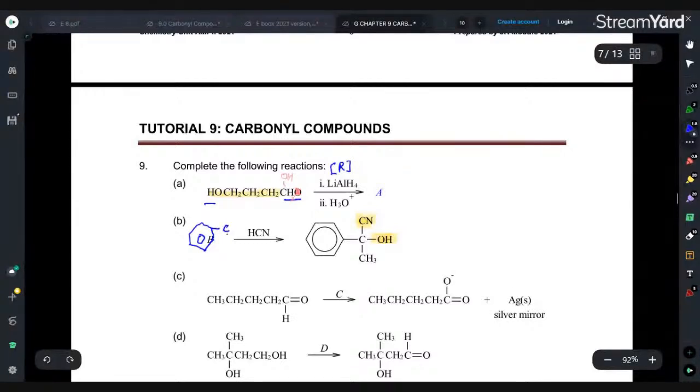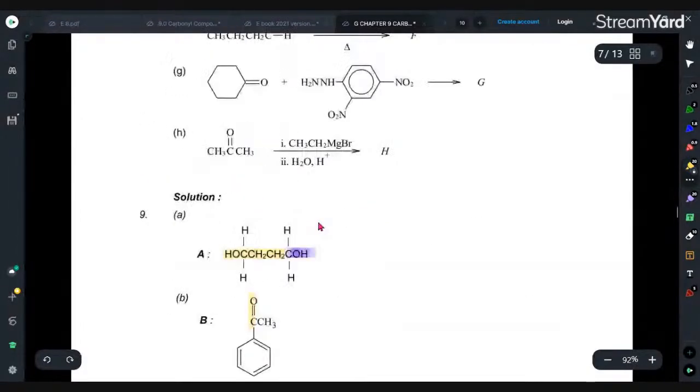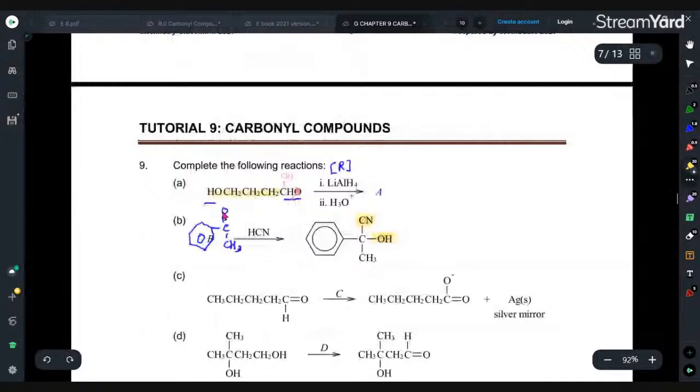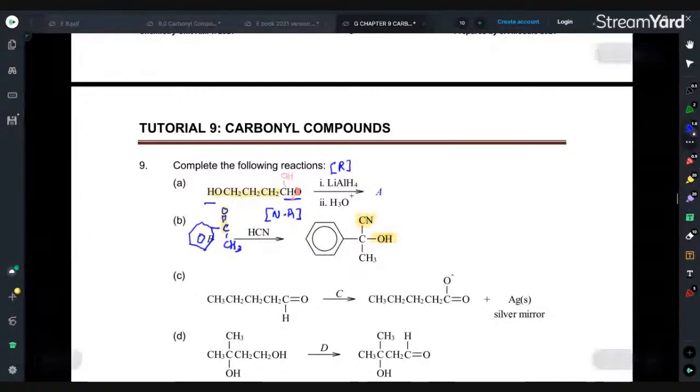Asalnya kat sini ada CH3. Okay, maksudnya ini ialah ketone. Ketone undergo nucleophilic addition. Tengok, ya, C double bond O. Ya, salin je. Okay, CH3, C double bond O, CH3. Nucleophilic addition. What is the type of reaction? This is nucleophilic addition. Single bond jadi double bond jadi single bond addition.